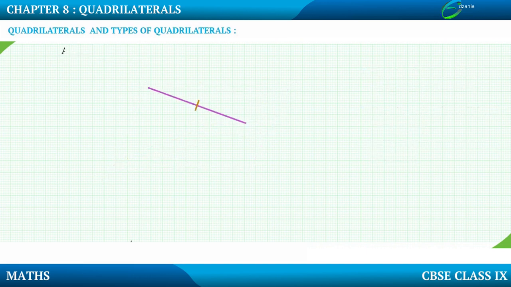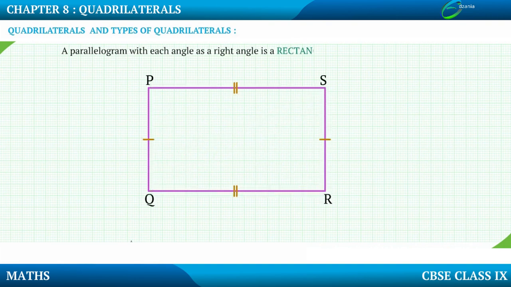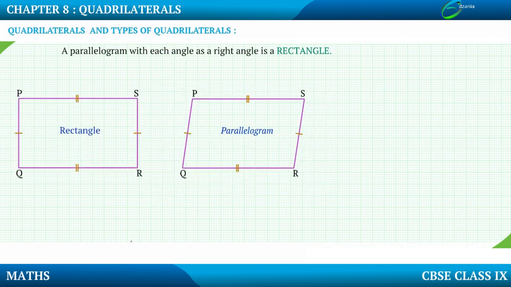Rectangle. A parallelogram with each angle as a right angle is a rectangle. If you observe properly, a rectangle is a parallelogram itself. The only difference between the rectangle and a parallelogram is that in a rectangle, all the angles are right angles, and in a parallelogram, all the angles are not right angles. Rest all the properties of a parallelogram and rectangle are the same.